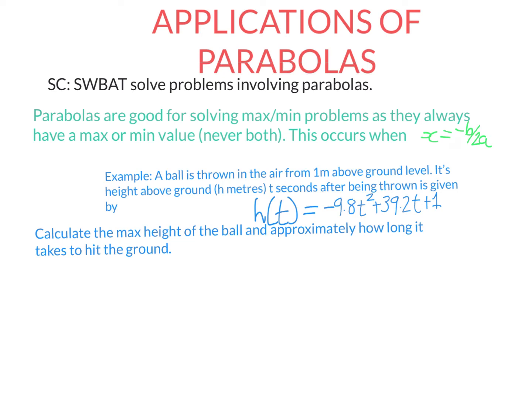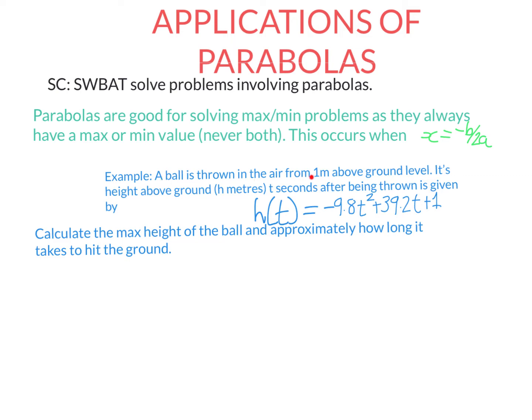Thank you so much for tuning into this video in which we will look at solving worded problems using parabolas. Now, because when we graph a parabola, it always has either a maximum value or a minimum value, never both, they're really good for solving certain kinds of problems involving things that go up or down, have a minimum or maximum value. Remember, the minimum or maximum value of a parabola always occurs at x equals negative b over 2a. So let's keep that in mind as we try this question here.